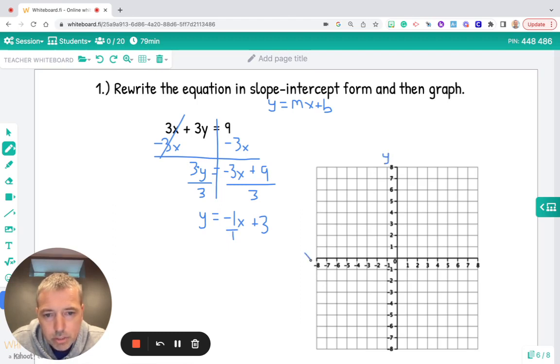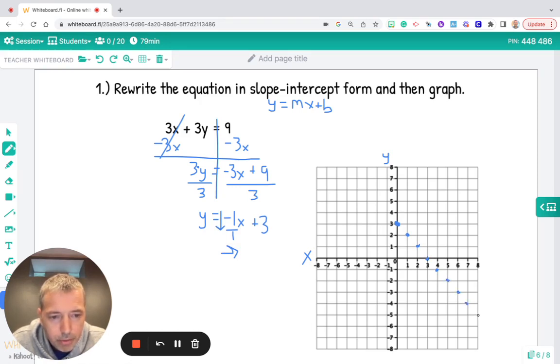So my y-intercept is positive 3. I know that my line's going to cross the y-axis at positive 3. So I'm going to put my first dot there. And then my slope is telling me to go down 1 and right 1. So down 1, right 1. And I'm going to follow that pattern until I run out of room. I know it's a lot of dots, but they're easy to make, right?